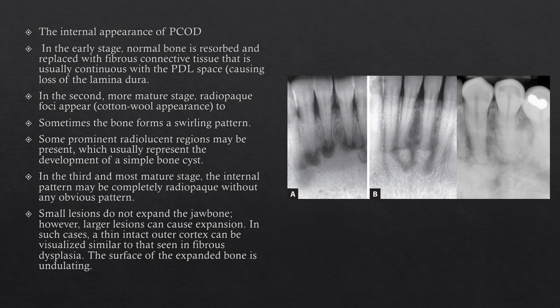So sometimes these cementosseous dysplasias can develop a simple bone cyst, can be secondarily infected also, and they do not expand the jawbone, but larger lesions can still cause an expansion. A thin intact outer cortex can be visualized, similar to that which is seen in fibrous dysplasia. The surface of the expanded bone is undulating.